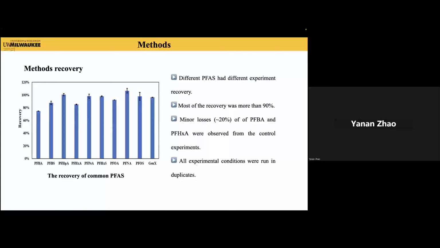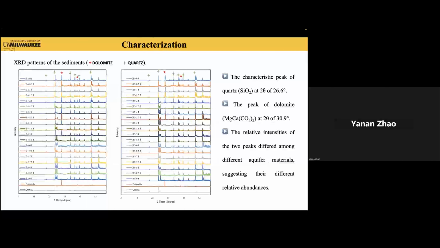Before we extracted the sediments, we characterized the sediment samples with XRD, XRF, and FTIR. From the XRD result, we can see the peaks of dolomite and quartz. I'm not sure if you can see it clearly as the screen is not so big, but the red marks belong to dolomite and the green marks belong to quartz.